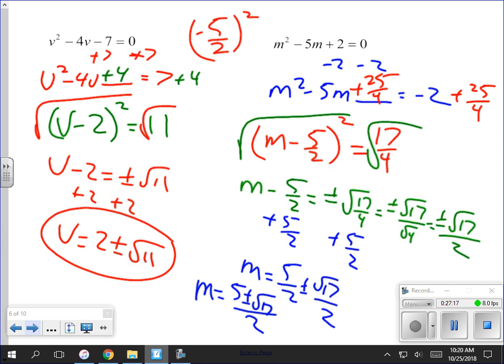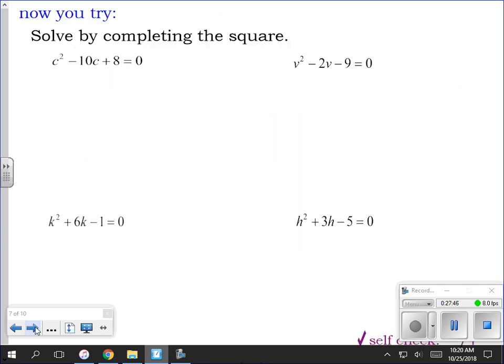The quadratic formula comes from completing the square. You use completing the square to come up with the quadratic formula. That's where it came from. They used completing the square to create the quadratic formula. They just use A, B, and C instead of specific numbers and used completing the square to solve it. That's where the formula comes from. Your turn. Do those.